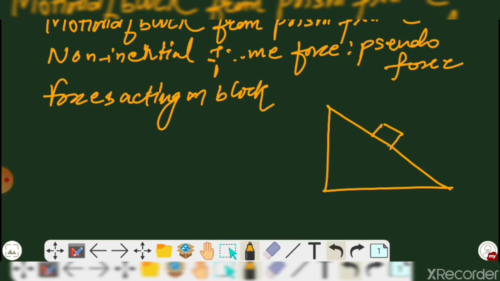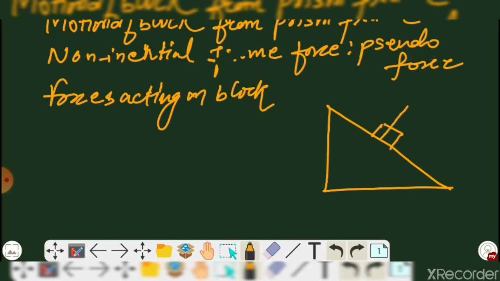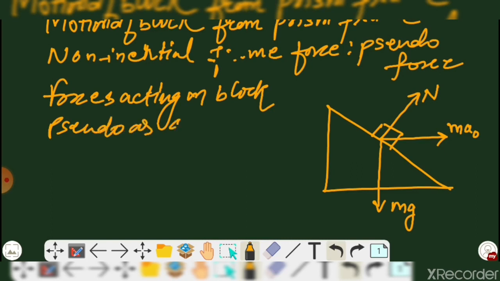Fine. Now there will be a contact force which is considered as N, which is also called the normal force. It's a contact force between this block and this prism surface. Similarly, there will be a downward force, that is what we call mg. Fine. And there will be one pseudo force in the forward direction, that is represented as ma0. Here the pseudo force is represented as ma0. Fine.